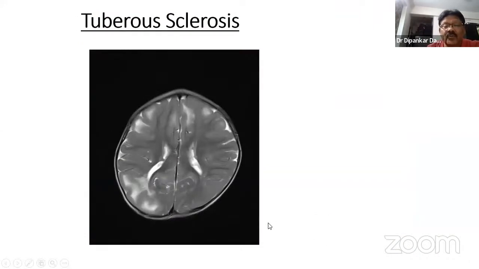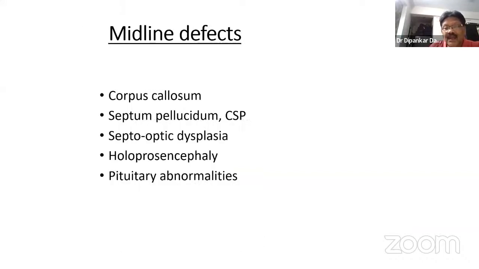So in the newer equipment, see the quality of image has changed. These are the subependymal nodules, and these are the subcortical tubers, which are appearing hyperintense on T2-weighted images. The next type of images I showed are midline defects.